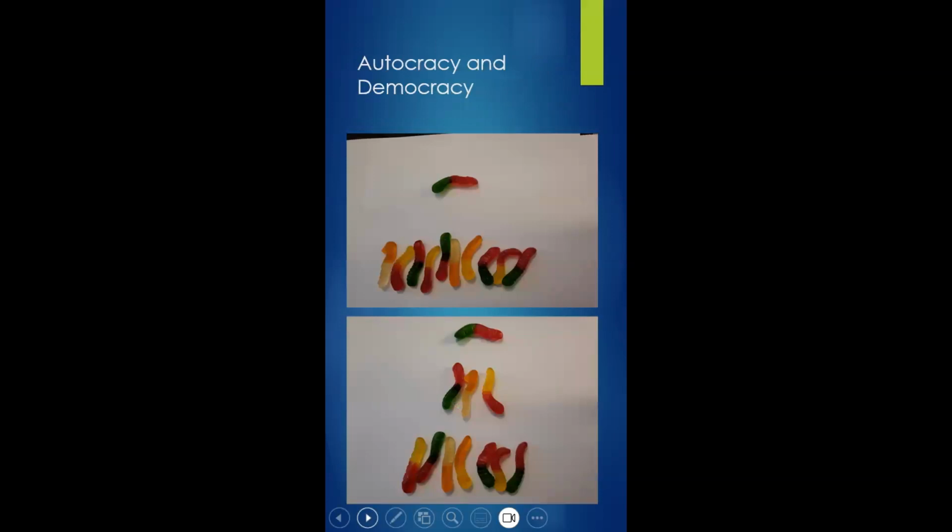So the first one could be autocracy, or you could say it's dictatorship or a king, depending on their explanation, depends on how well they did it. But you have one gummy worm up top, and then all the other gummy worms seem to have not so much power. The second one is democracy, in that they have shared power, and I'm assuming that these are the people who vote. They voted for representatives. They also then voted for a president or a prime minister, and that power is shared amongst them. So these are some representations that I've gotten in the past.